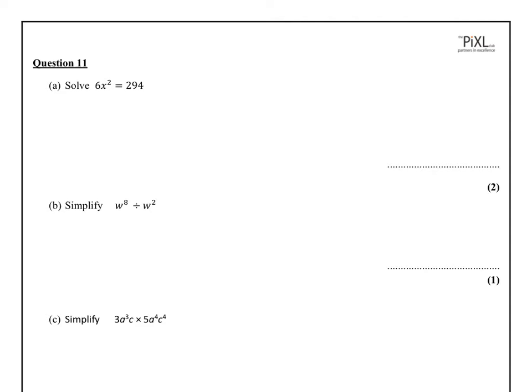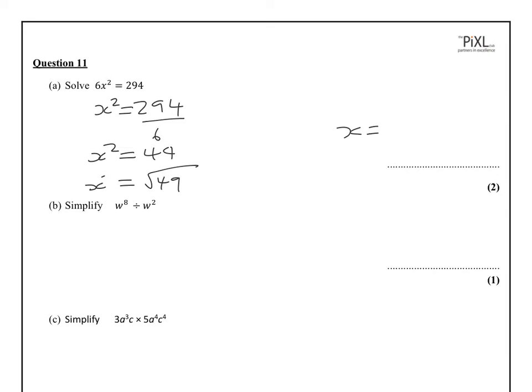Question 11. Part A asks us to solve 6x squared equals 294. So we just need to unwrap this equation. I'm going to start by dividing by 6, which will leave us with x squared is 294 divided by 6, which means that x squared is 49. And then to find out what x is, we have to do the square root of 49. So we get that x is 7.